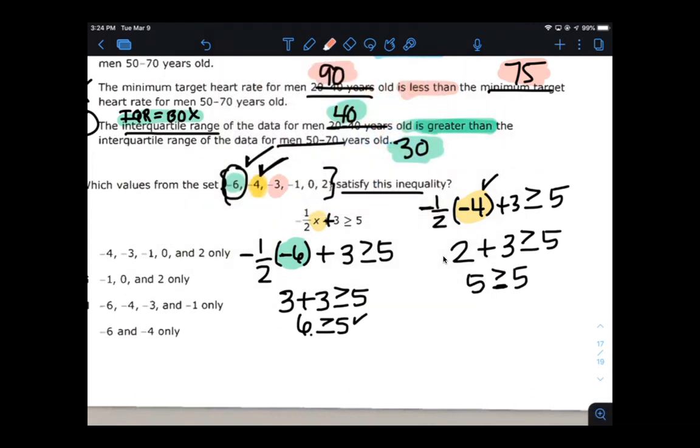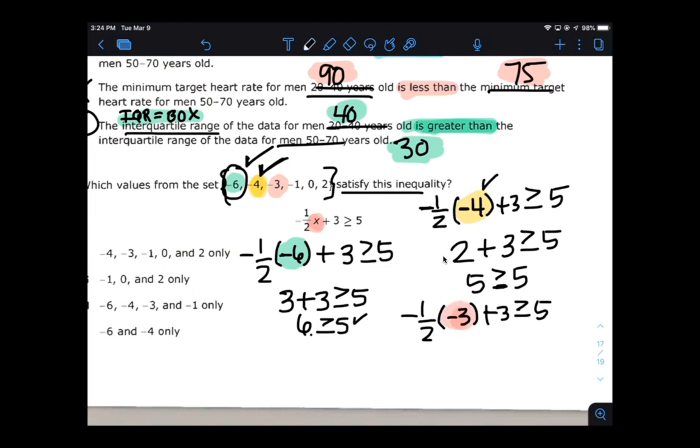Let's see, we use negative 3, right? So instead of x, we're going to substitute with negative 3. So I'm going to solve it here. Negative 1/2 times negative 3 plus 3 is greater than or equal to 5, right? So here I'm substituting negative 3 instead of x.